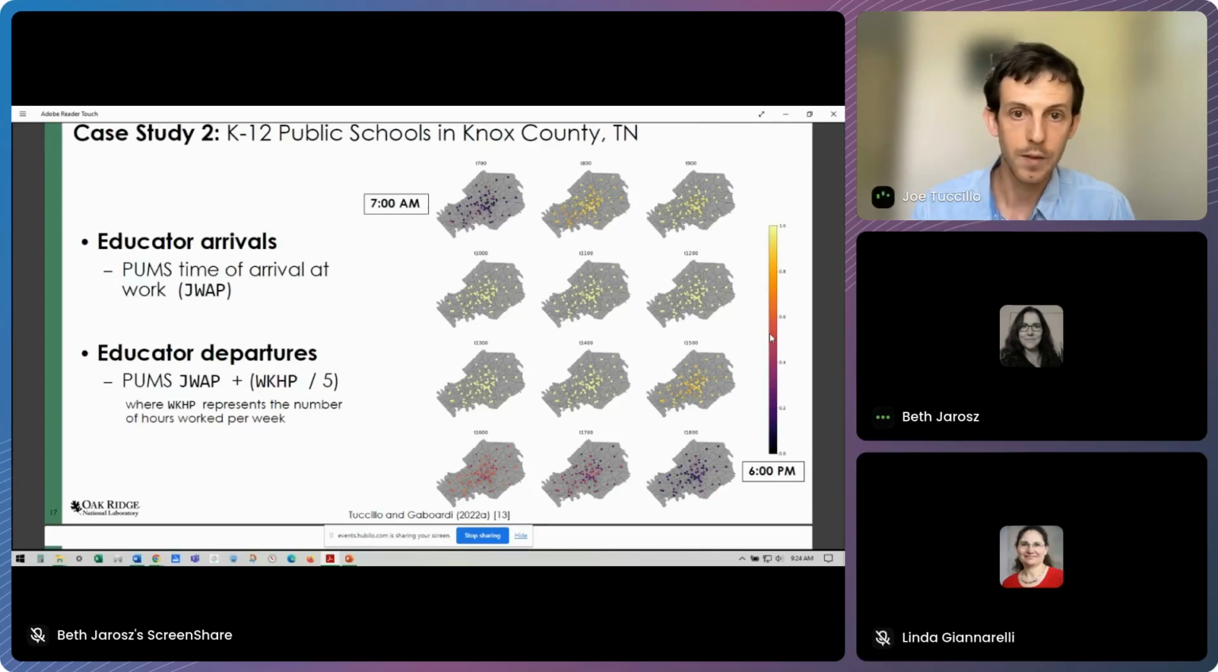Educators arrive rapidly to schools between the hours of 7 and 9 a.m. and then more gradually depart after 3 p.m. when schools let out. Next slide.